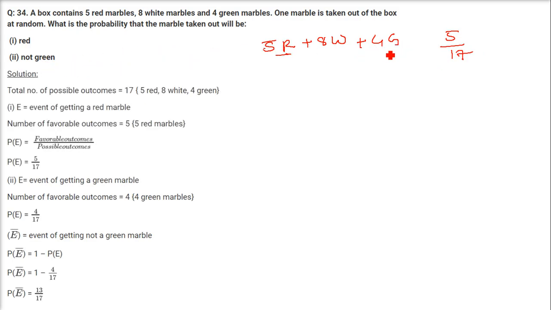Now what is the not green? So let us find out the green, then subtract it from 1. Green is 4. Total is 17. Having a green is 4 by 17. Not having a green is 1 minus 4 by 17, which is going to be 13 by 17.